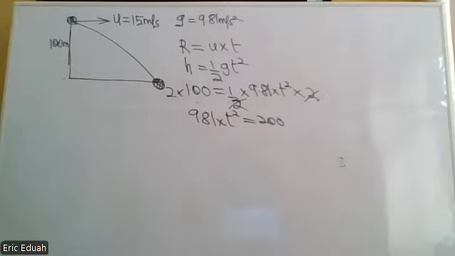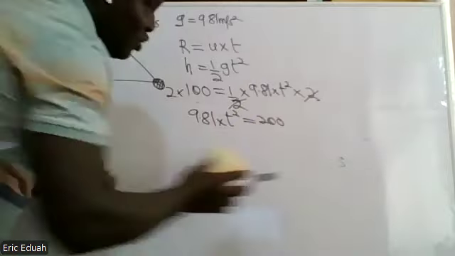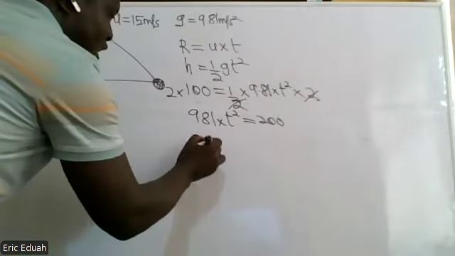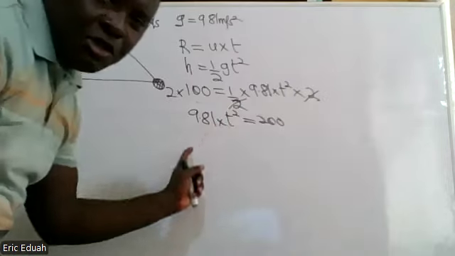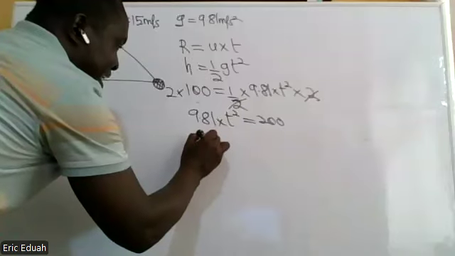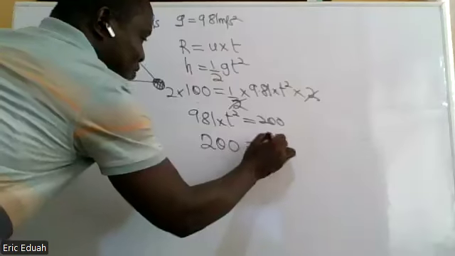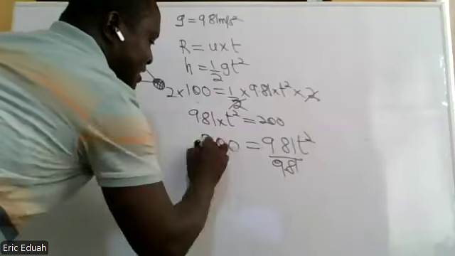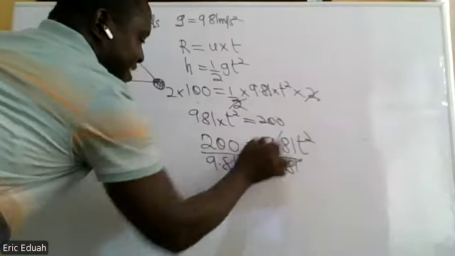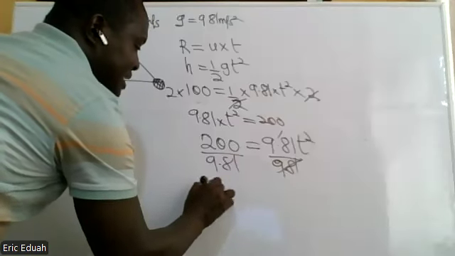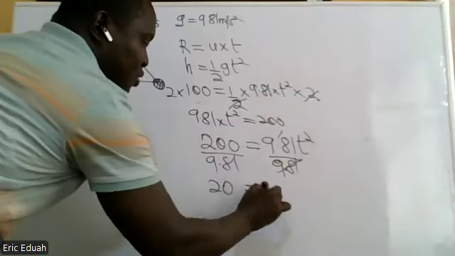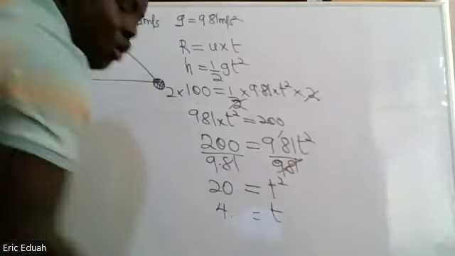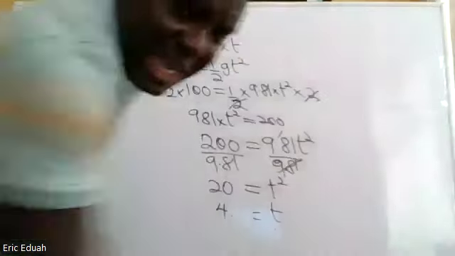Let me quickly address this. I've noticed in your assignment presentation that some of you are fond of presenting your answer instead of bringing variables before numbers. Now, 200 is equal to 9.81 t squared. You divide through by 9.81, and you have 20.38 is equal to t squared. And t is equal to 4.52. No, let the letter come before the number.